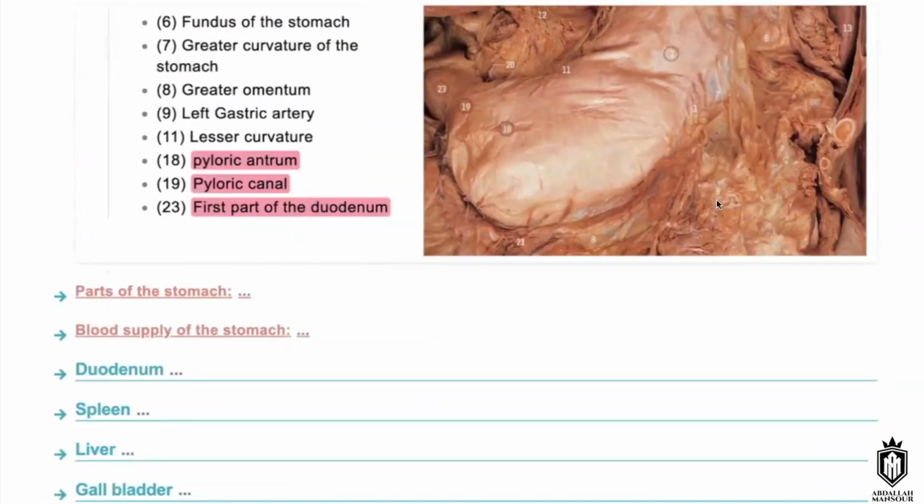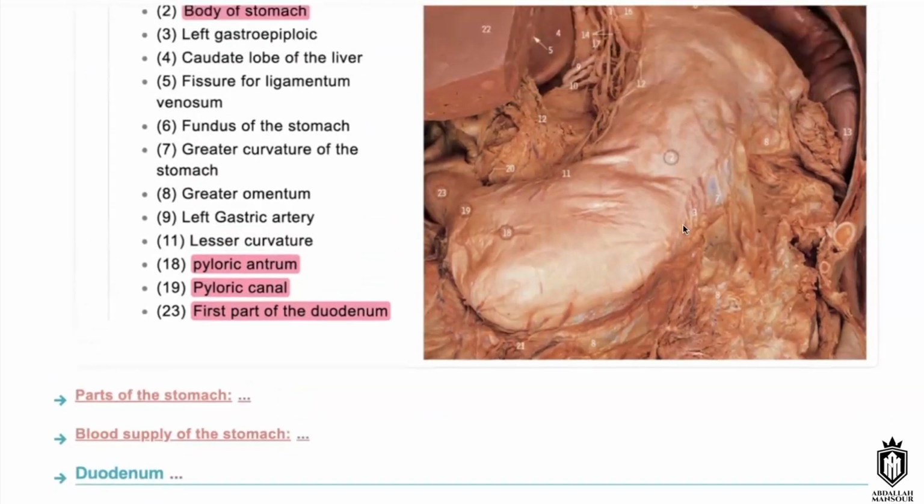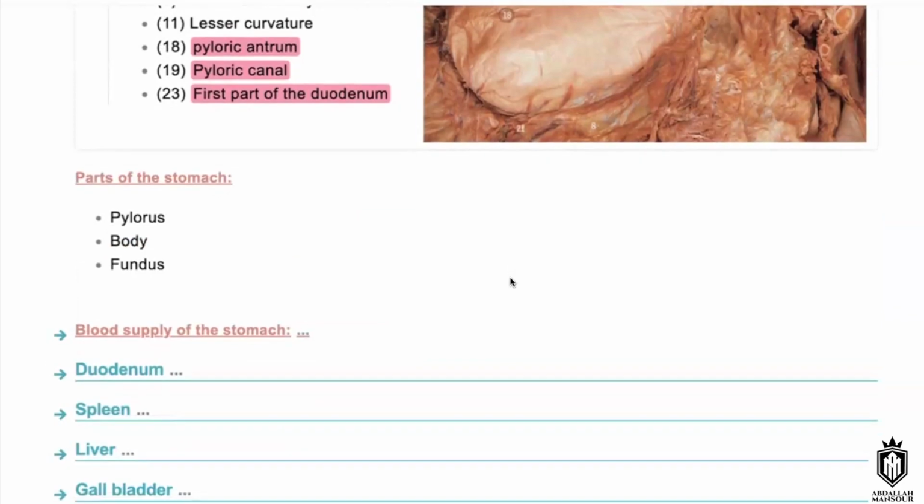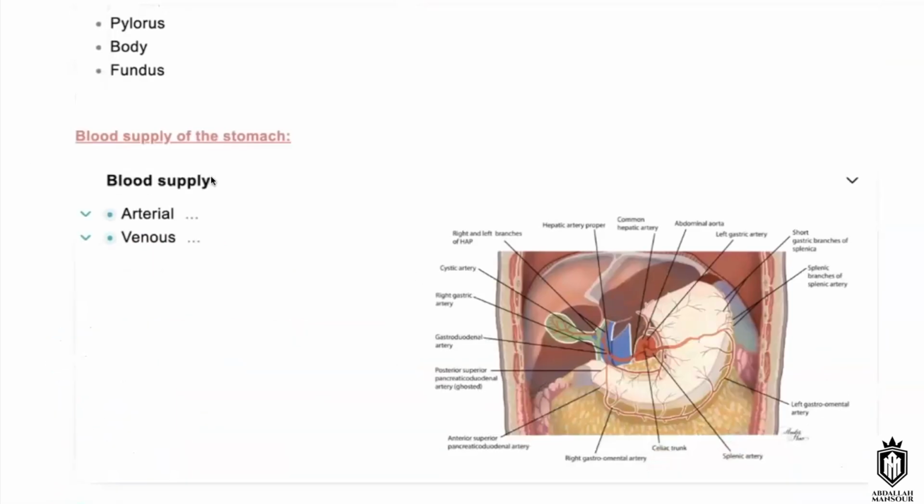And what are the parts of the stomach that you just mentioned? You mentioned fundus, body, and the pylorus, right? Yes. What is the blood supply of the stomach? On the lesser curvature, we have left gastric artery, that is a branch of celiac trunk. Right gastric artery, which is branch of common hepatic artery. Then on the greater curvature, we have left gastroepiploic artery, which is branch of splenic artery, and right gastroepiploic artery, which is branch of gastroduodenal artery, and some short gastric branches from splenic artery.